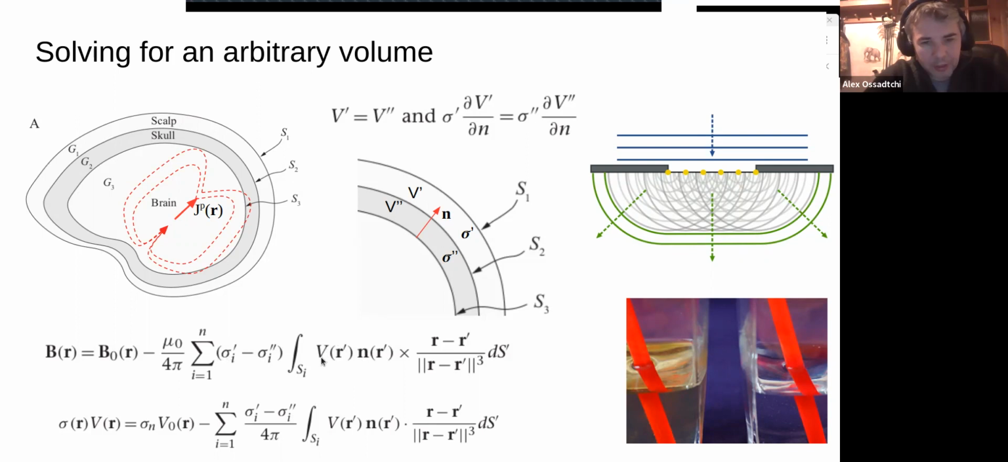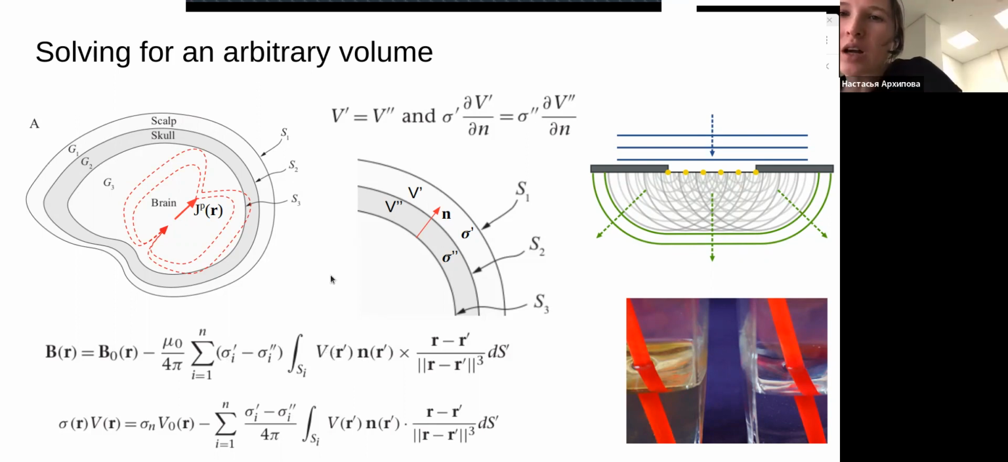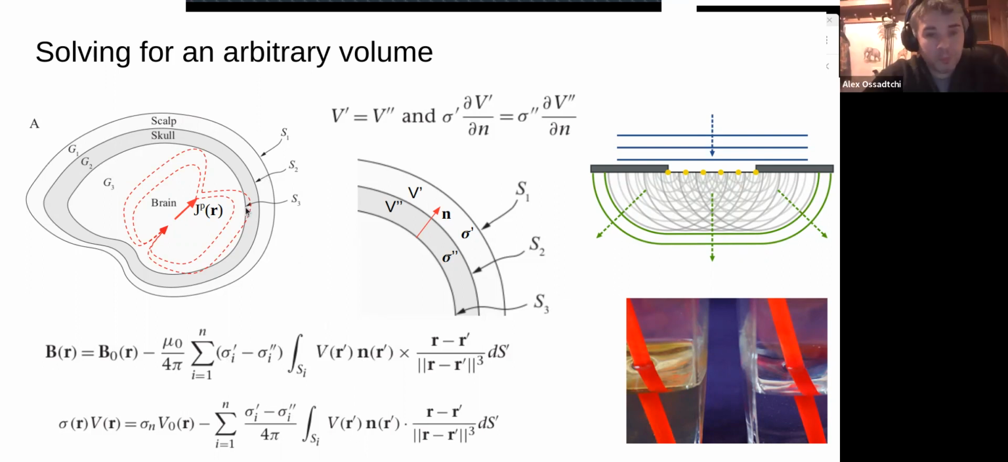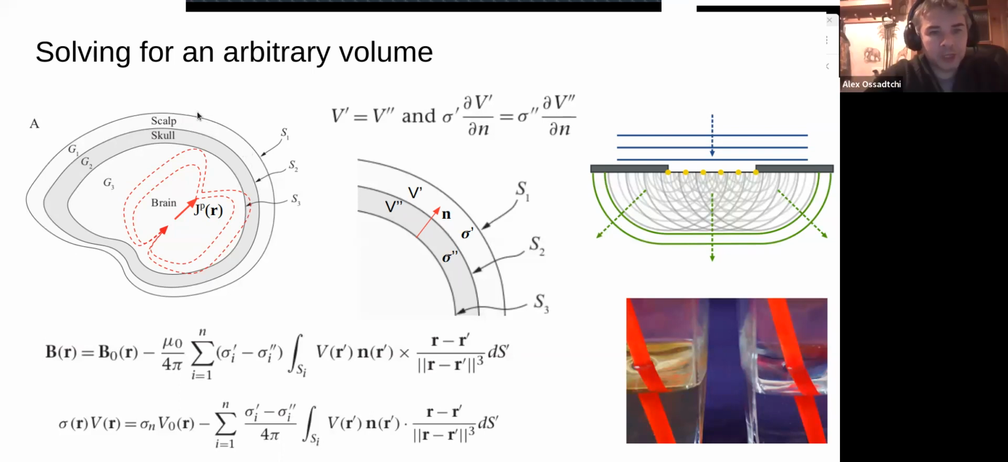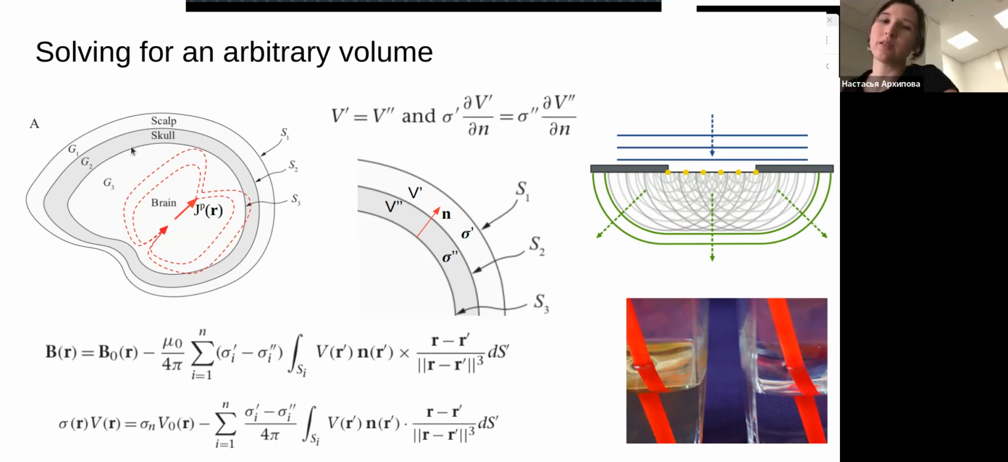Every point on which border? On the border of the skull or on the border of the source? On each surface. So the skull surface and the scalp surface? Okay, we have electrodes which are located on the scalp, where we are measuring things. But this equation tells you to go over all n borders. In this case there are 3 borders: 1, 2, and 3. Okay, that was my question.